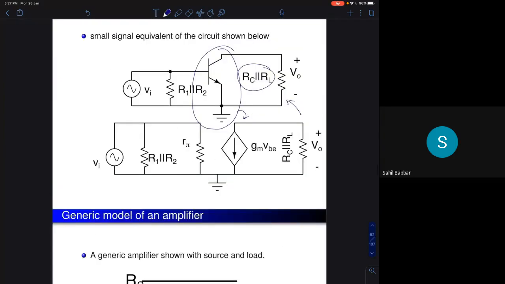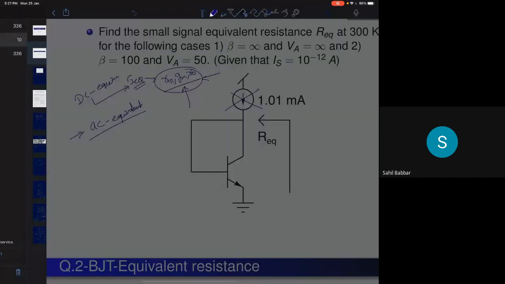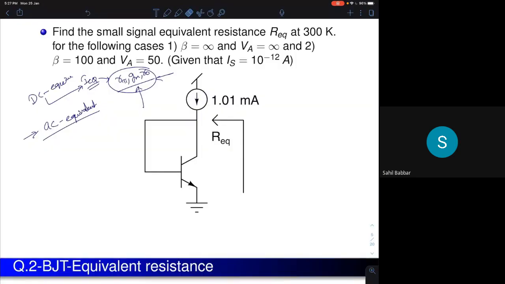Okay, that's it. That's the small signal model. This is how you have to perform the analysis. Now let's go back to a tutorial question. You are given a question like this. You are supposed to find the equivalent resistance.